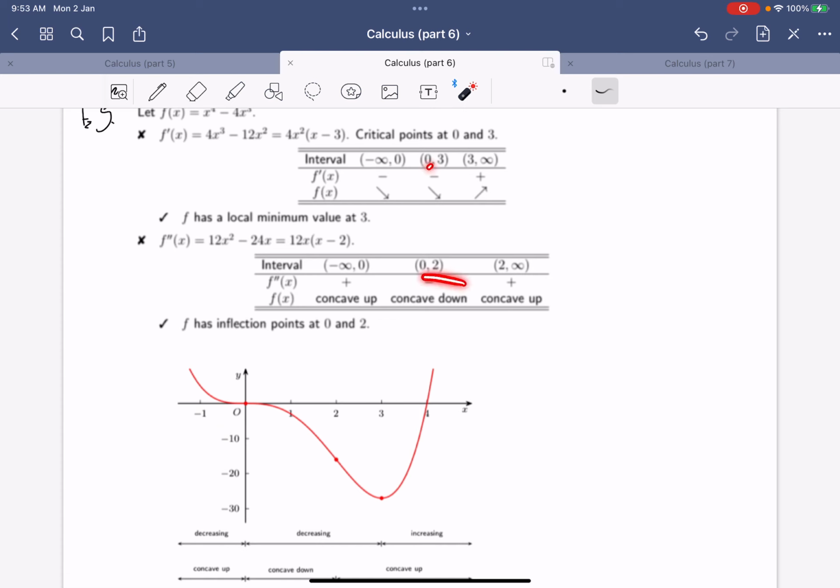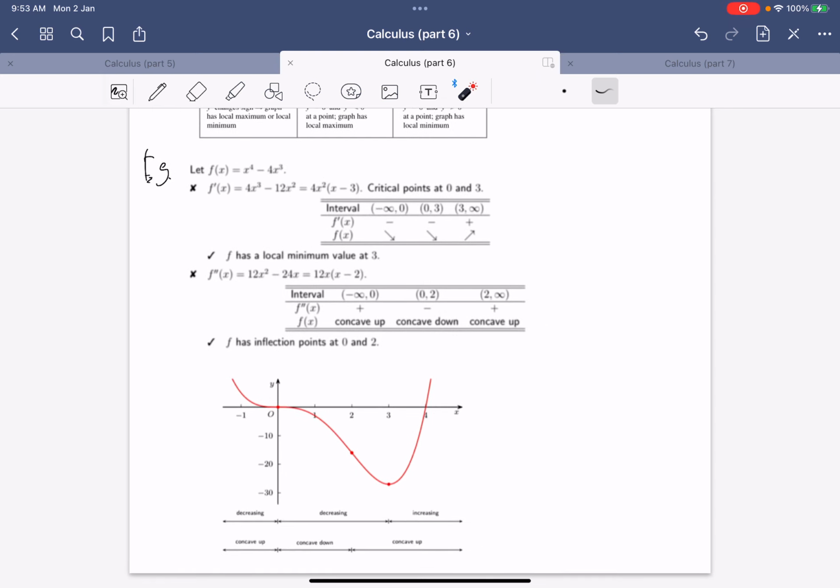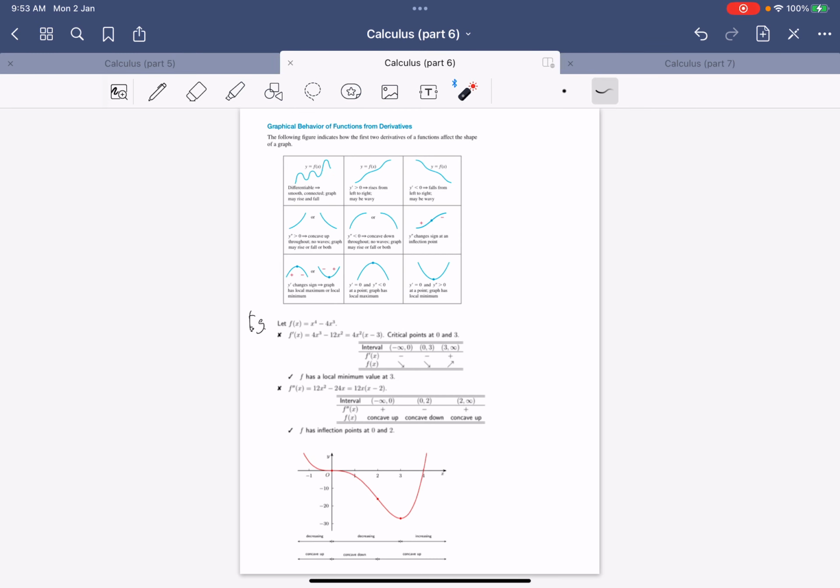From 0 to 2, it concaves down, so we need to draw a graph concaving down. And from 2 to 3, because we know 3 is a minimum value, it concaves up again all the way to infinity, and it keeps increasing. And so with this graph, we're able to see how it looks. And that is another application of differentiation.